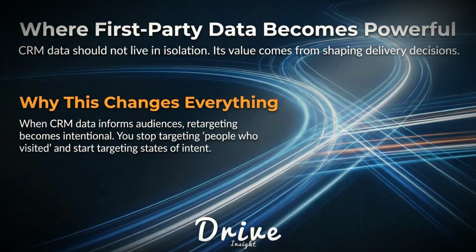This is also where first-party CRM data becomes powerful. Lead data shouldn't live only inside the CRM, it should inform your entire system. A lead list becomes a CRM audience, and that audience is shared with your analytics platform and then activated across your ad platforms like Google or Meta. This is how retargeting becomes intentional.